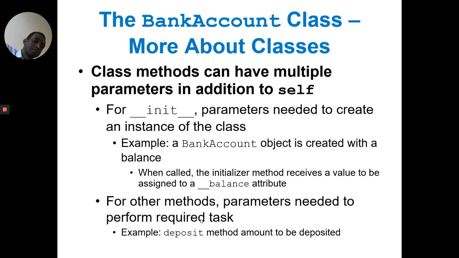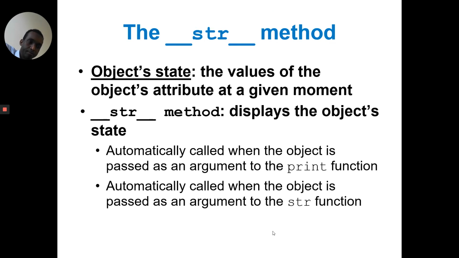So class methods can have multiple parameters in addition to self. Maybe we'll use one example like this. For any parameters needed to create an instance of the class, an example would be a bank account object that is created with a balance. When called, the initializer method receives a value to be assigned to the balance attribute. For other methods, there are parameters needed to perform the required task. So an example would be a deposit method with the amount to be deposited.